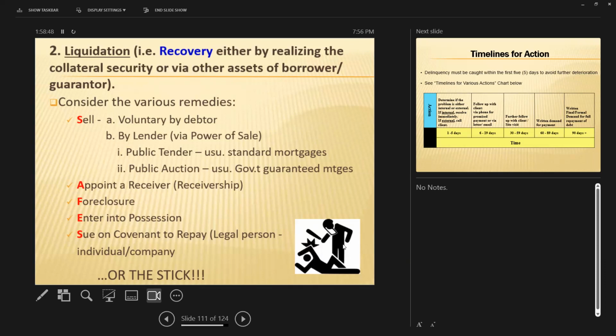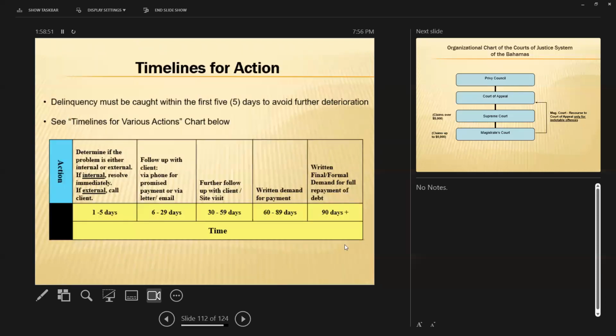Now, what you do have in your books is timelines for action, and this is why I said someone needs to be following up. On page 65, you can't wait 3 to 5 days for collections to follow up on it. If collections only delivered on the third, fourth, or fifth day, that's a problem, because if you don't get that payment within the first 5 days, further deterioration is more than likely inevitable.